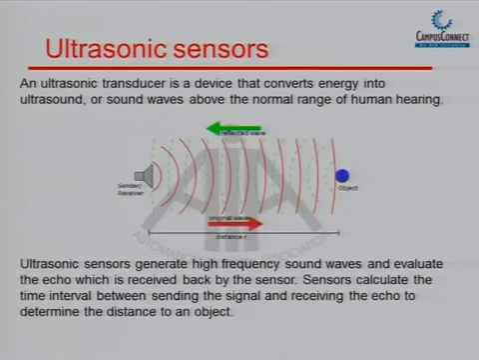We will move on to the next type of sensors, which we call ultrasonic sensors. Now, we all know that an ultrasonic sensor consists of a transducer inside it. The transducer produces sound waves. These sound waves move and they get reflected back by the target.